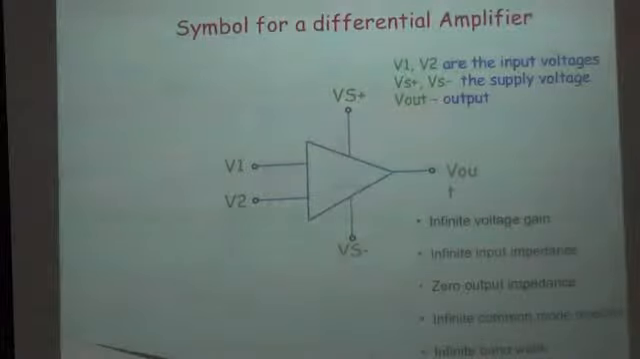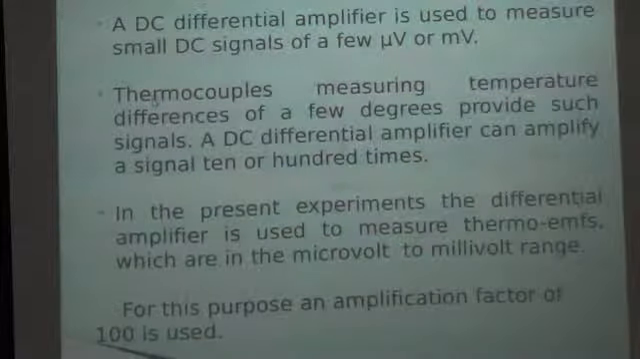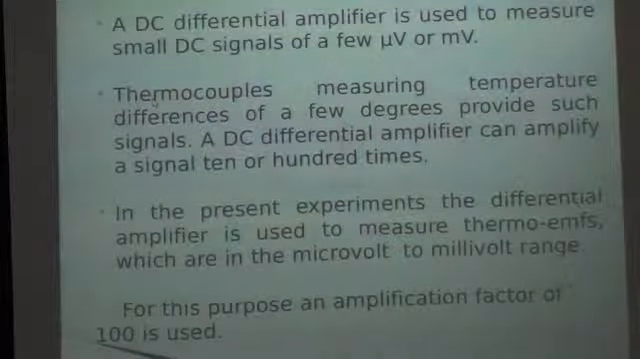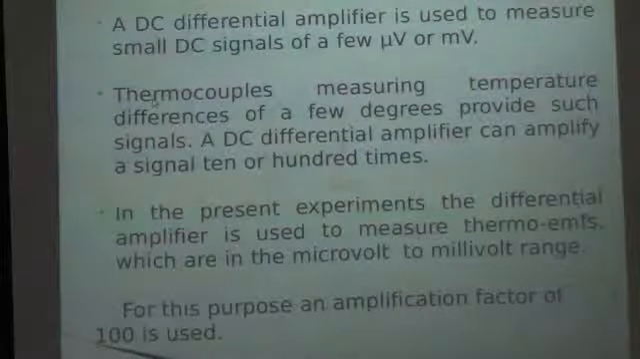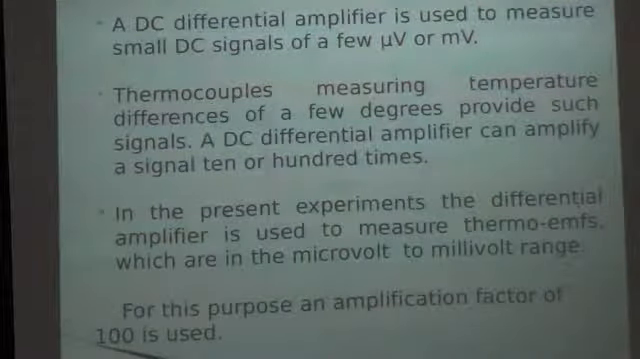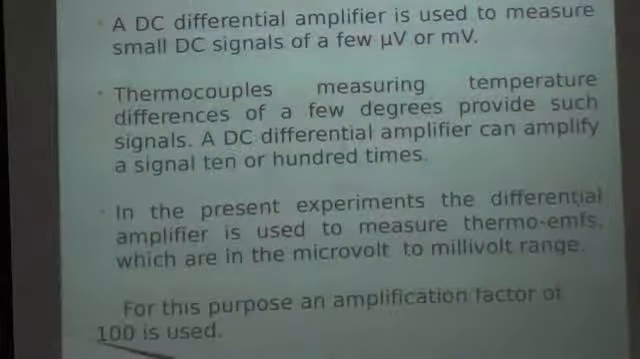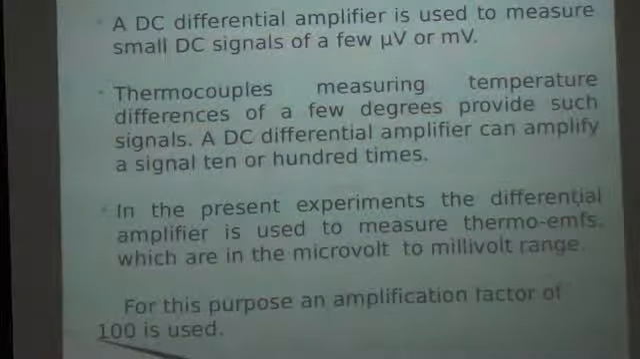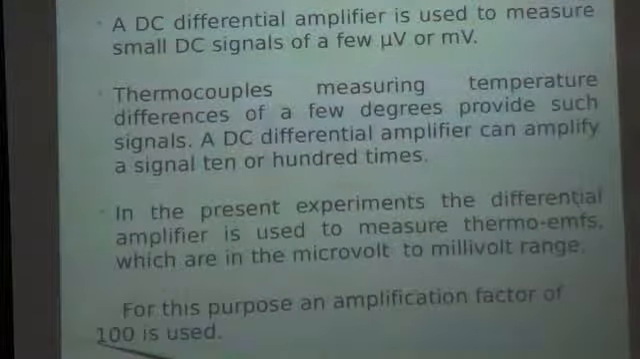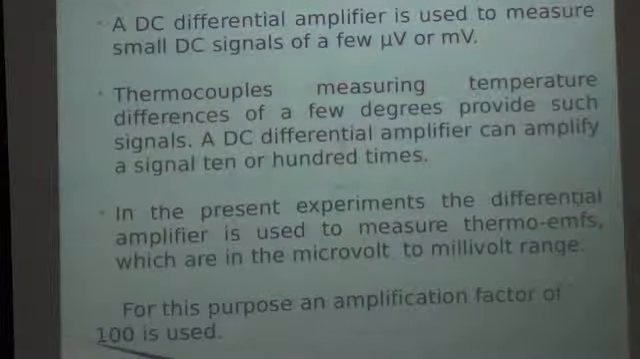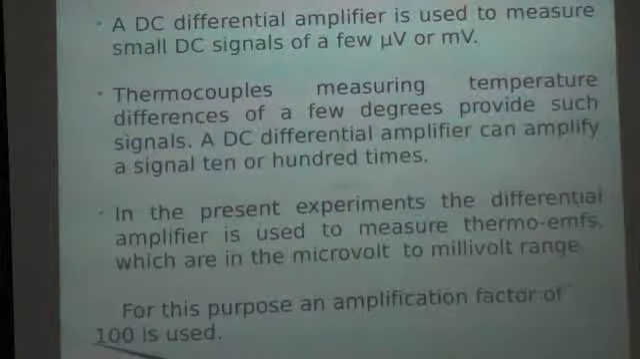So what we have to understand in the laboratory session, while performing the experiment, is how to get rid of that signal. A DC differential amplifier in the lab is used to measure small DC voltages of the order of microvolts to millivolts. That is one thing, because we are using thermocouples to measure temperature. Thermocouples normally generate this much voltage. It is thermo EMF. We will discuss it in more detail in the afternoon session. But normally the voltage that the differential amplifier has to measure is of the order of microvolts or millivolts.